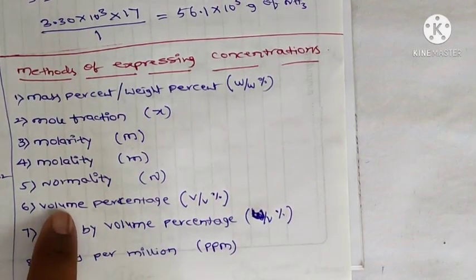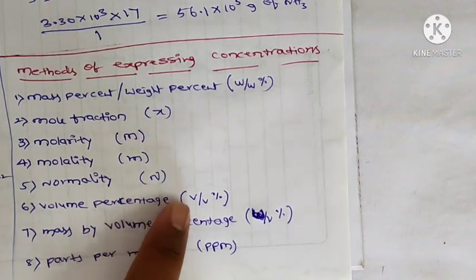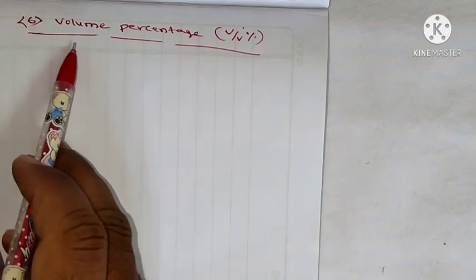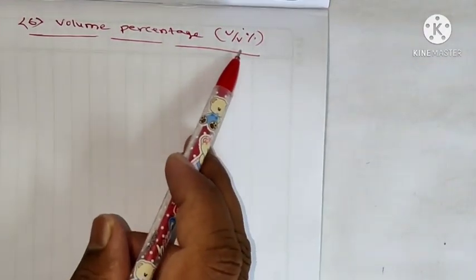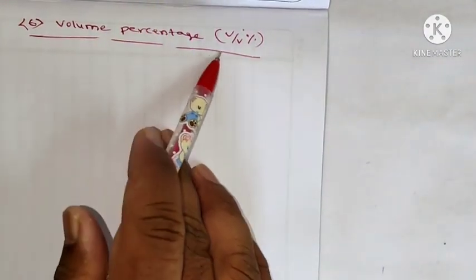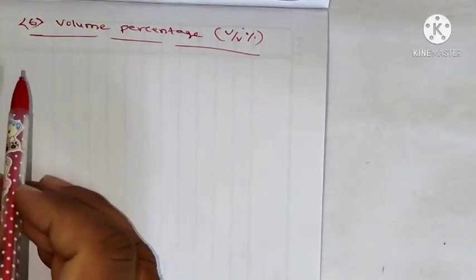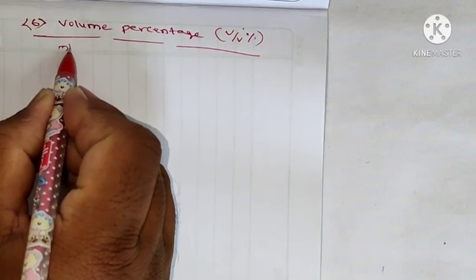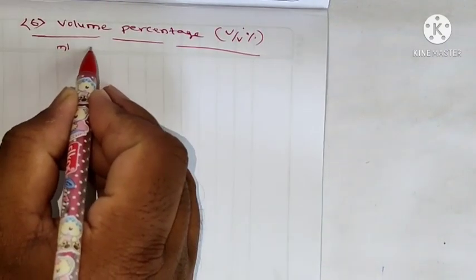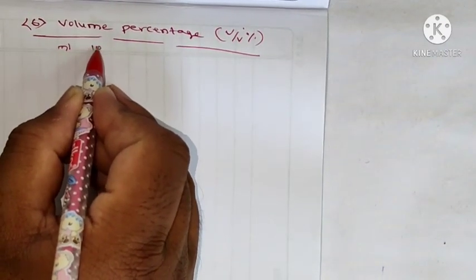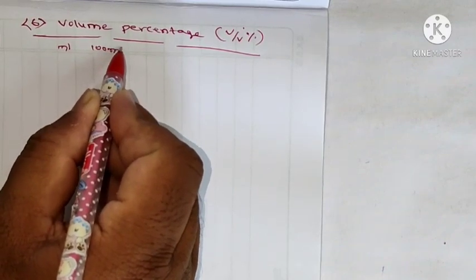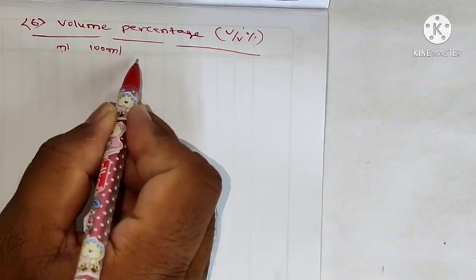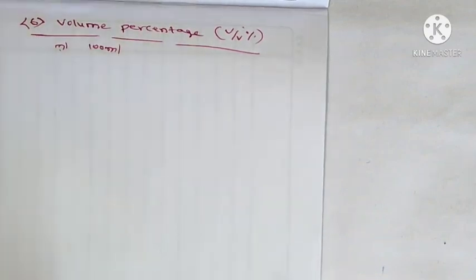Next, the sixth one, volume percentage, V by V percentage. It is represented by V by V percentage. It is the volume of solute in ml present in 100 ml of solution. The volume of solute present in 100 ml of solution is called volume percentage.